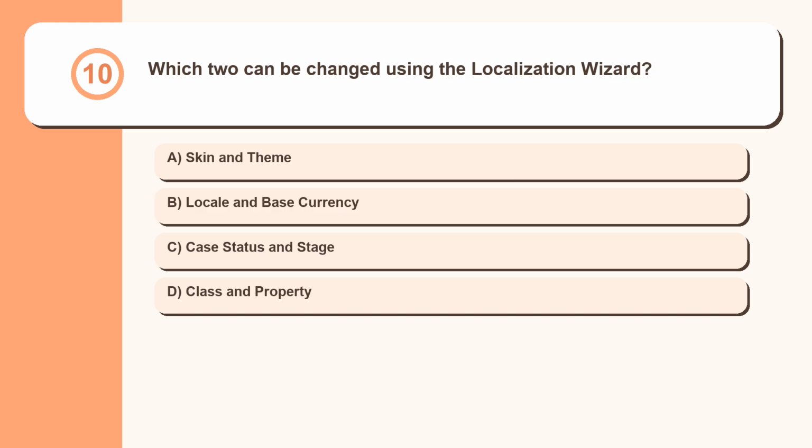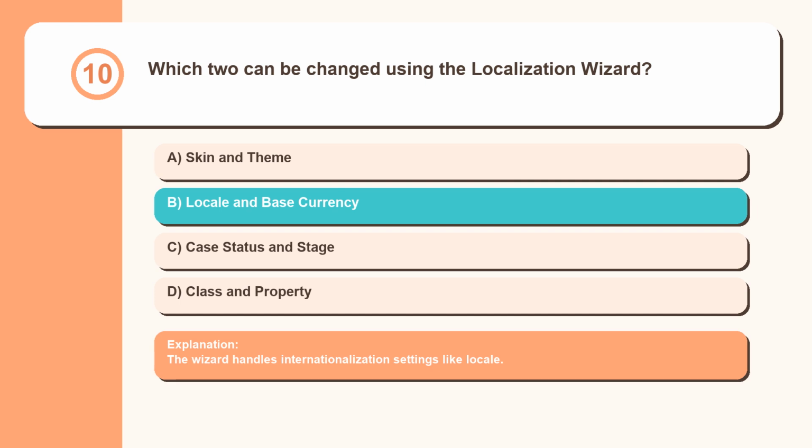Question 10. Which two can be changed using the localization wizard? Skin and theme, locale and base currency, case status and stage, class and property. The wizard handles internationalization settings like locale.